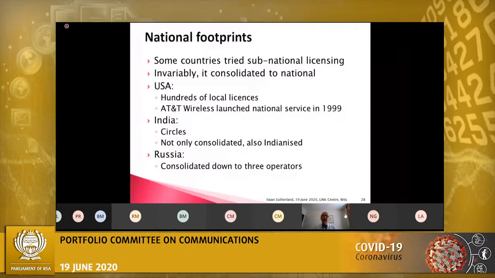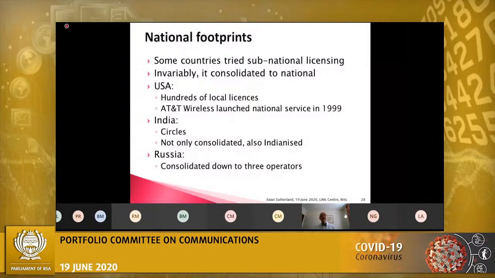A number of countries have tried not to license at the national level, but within units. The US issued hundreds of licenses for 2G, and it took AT&T Wireless about 4 years to build together a national service, which killed off most of the local licenses. India used to operate in circles, which were groups of 2 or 3 of their provinces, that you would have thought was big enough in a country of over 1 billion people.